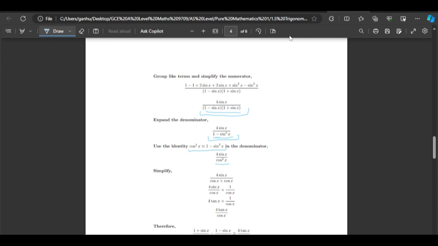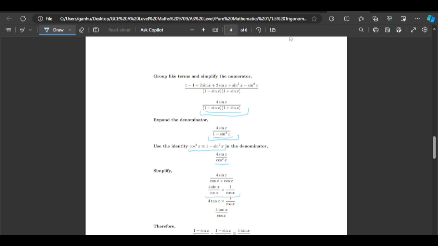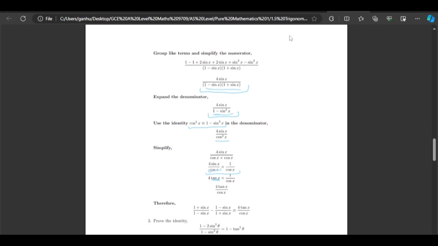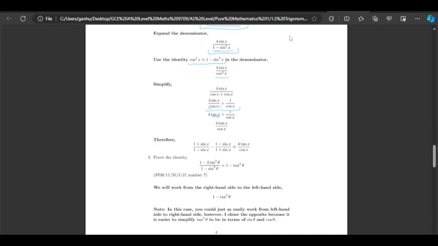Then we can rewrite this as 4 sine x over cos x times 1 over cos x, which allows us to use the identity tan x is identical to sine x over cos x to substitute this here, and you end up with 4 tan x times 1 over cos x, which is the same as 4 tan x over cos x. And that means we have proved our identity. Now let's move on to our third identity.